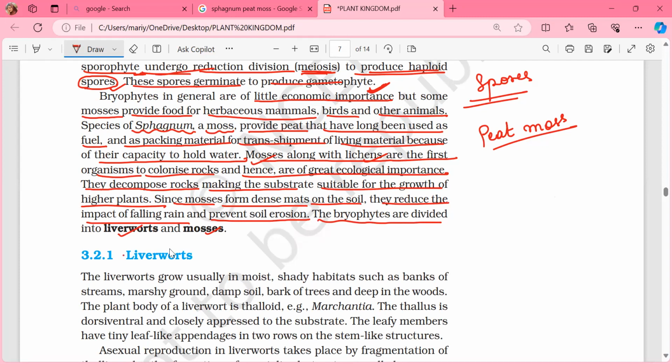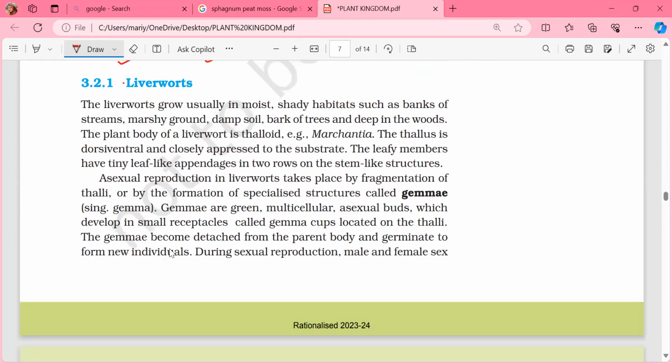First, we'll study liverworts. But tell me, up till now, do you have any doubts? No. All right, let's move forward and talk about liverworts. Now, liverworts grow usually in moist, shady habitats such as the banks of streams, marshy ground, damp soil, bark of trees, and deep in the woods. The plant body of a liverwort is thalloid. And one example of liverwort, the most famous example ever, is Marchantia. Okay, Marchantia is the most famous example of liverwort.